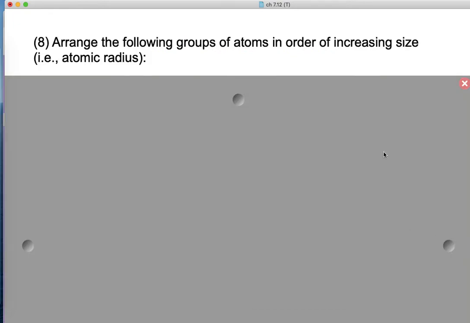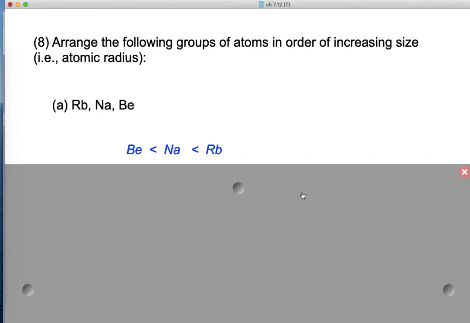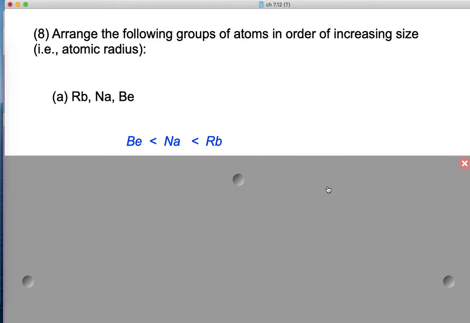So we can use these trends to arrange the following groups of atoms in order of increasing atomic radius. Increasing means from smaller to bigger. If we look at rubidium, sodium, and beryllium, we see that rubidium is below sodium, so it should have a larger atomic radius. Sodium is to the left and below beryllium, so it should have a larger atomic radius than beryllium. So in order of increasing size, beryllium is smaller than sodium, is smaller than rubidium.